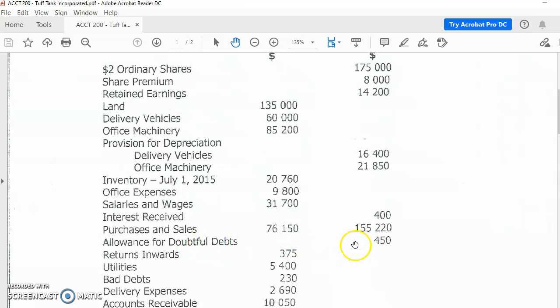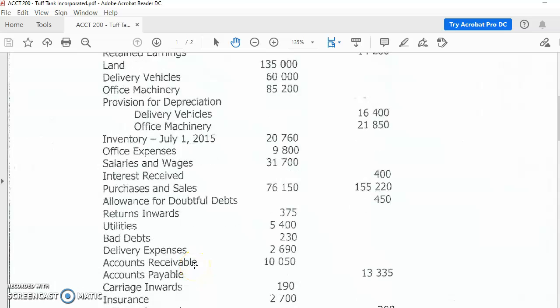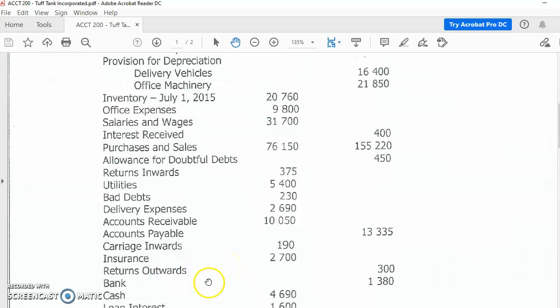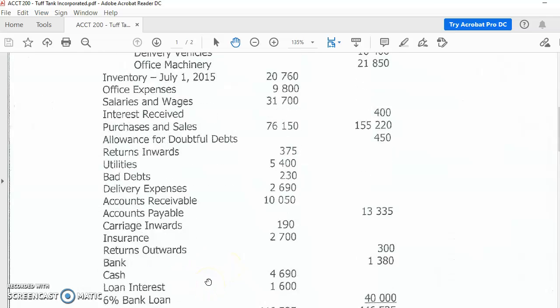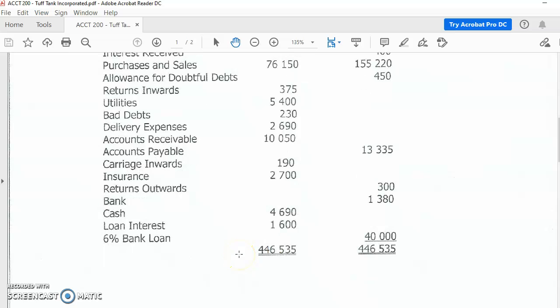We have an allowance for doubtful debt, return inwards, utilities, bad debts, delivery expenses, accounts receivable, accounts payable, carriage inwards, insurance, return outwards, bank cash, a loan interest, and a 6% bank loan. And our trial balance balances at $446,535 on both sides. The trial balance must balance.